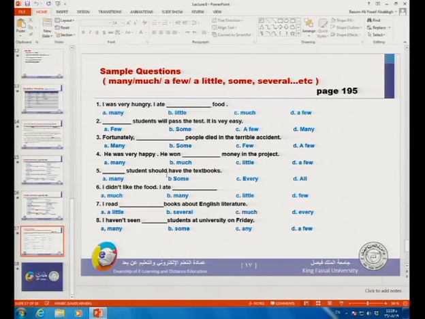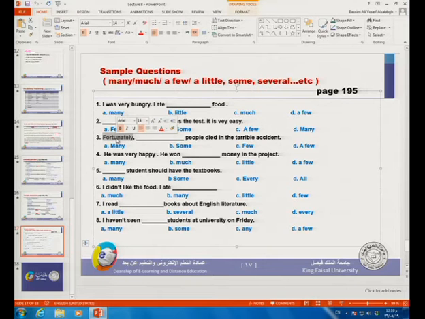Okay, fortunately, people died in the terrible accident. Now, we say here, fortunately, luckily, and then few people died, because we say fortunately. If we say unfortunately, then we should say many. So fortunately means the fewest, right? Few.